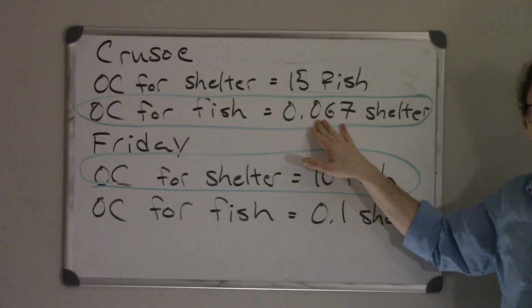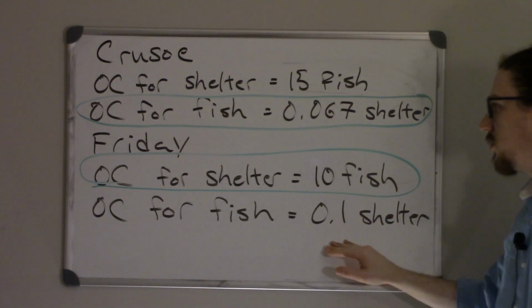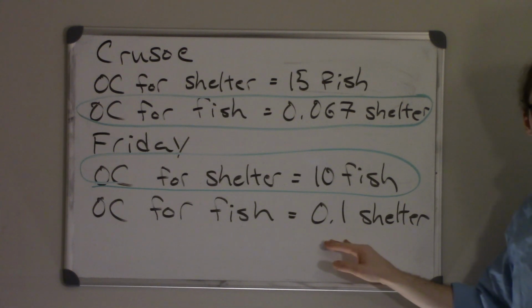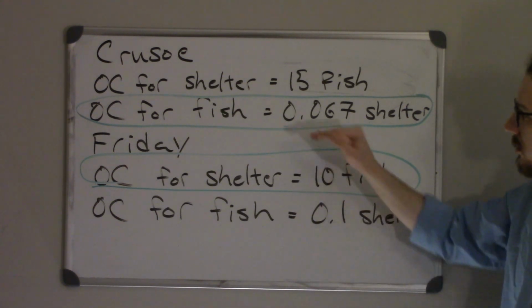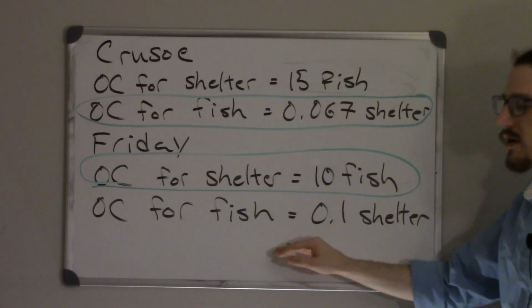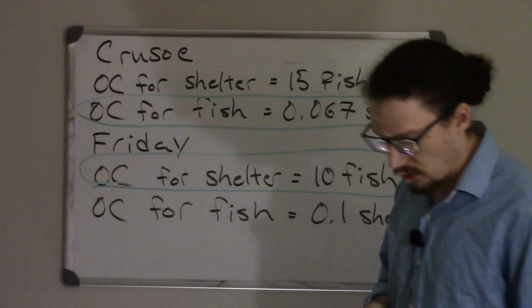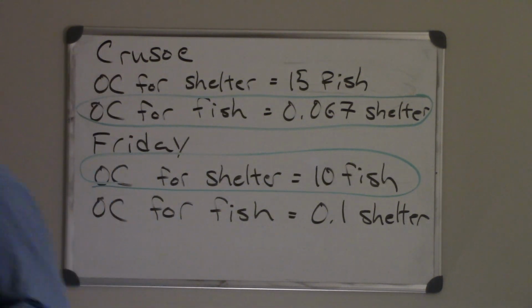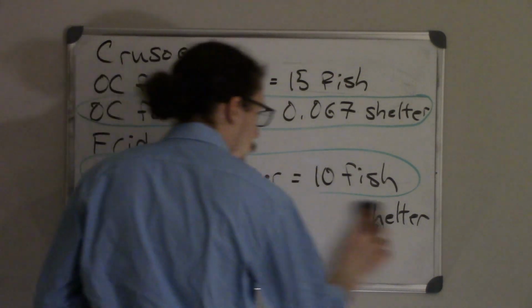Crusoe's opportunity cost for catching a fish is 0.067 units of shelter. For Friday, it's 0.1 units of shelter, right? So Crusoe is giving up less to create fish than Friday is, right? And so they have the comparative advantage.